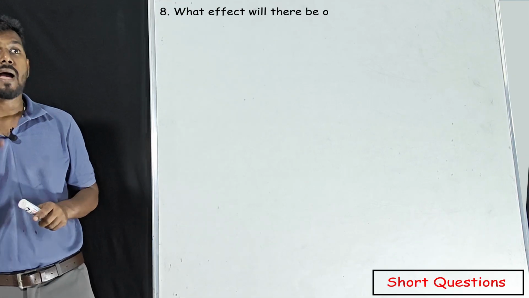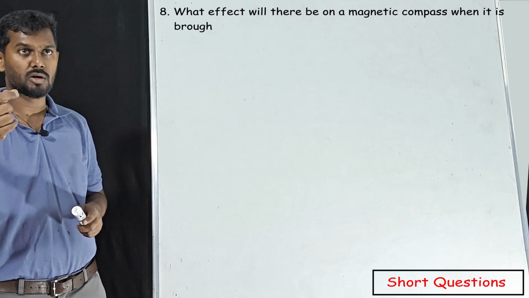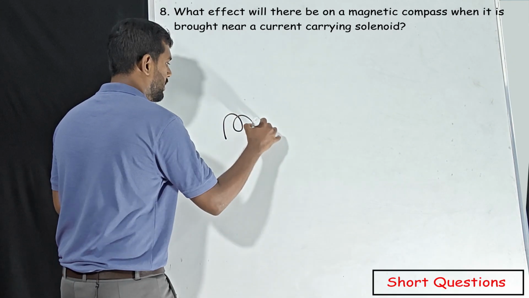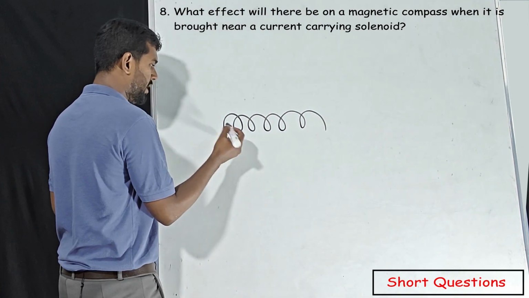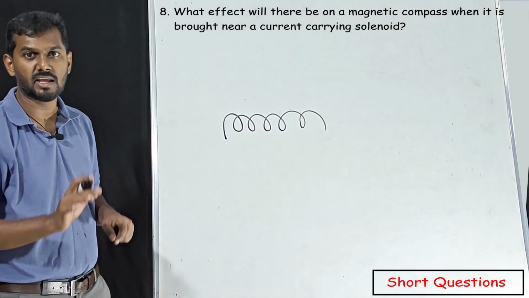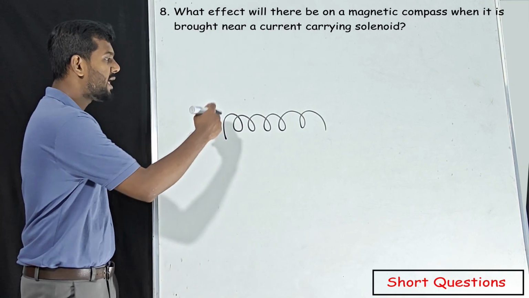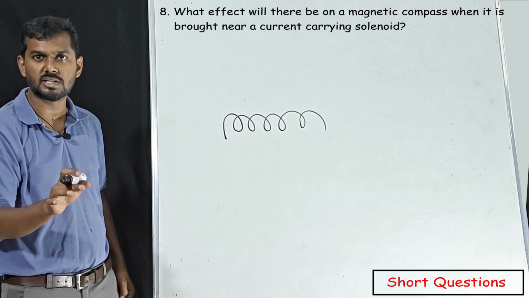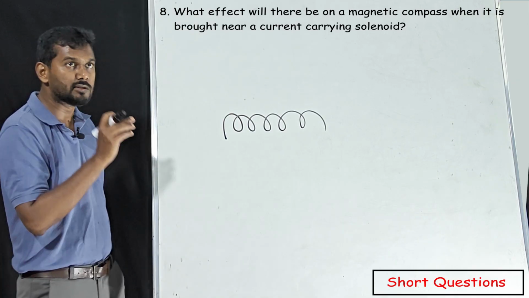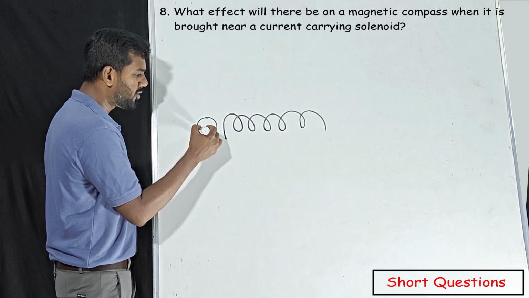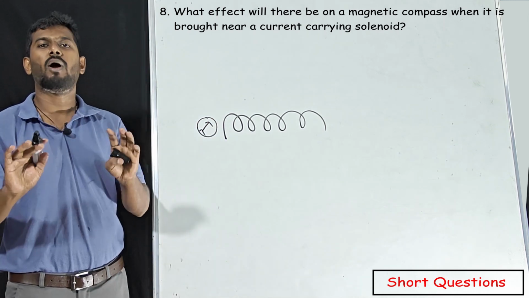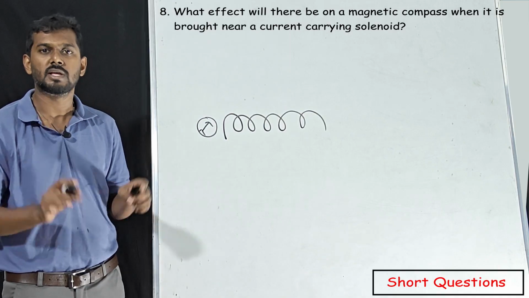That's it. Our next question: what effect will there be on a magnetic compass when it is brought near to a current carrying solenoid? Assume there is a solenoid. We don't know in which way the current is flowing, and that's why we cannot find the polarity of the solenoid. They are not talking about the direction of magnetic field, so you should not think about all those things. The important thing is, whenever you bring a magnetic compass near to it, what effect will there be on this compass? Very simple.